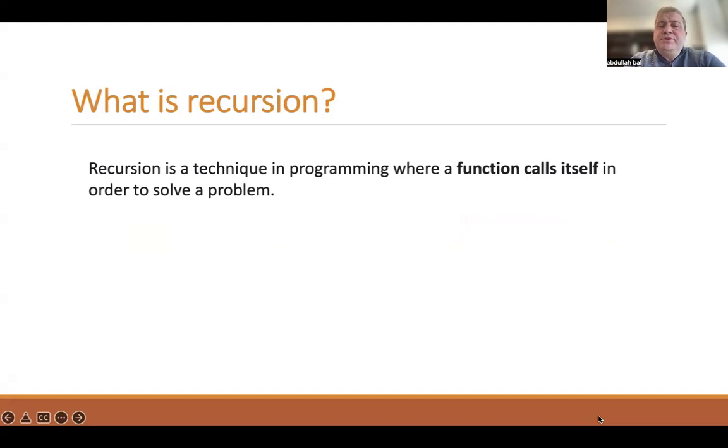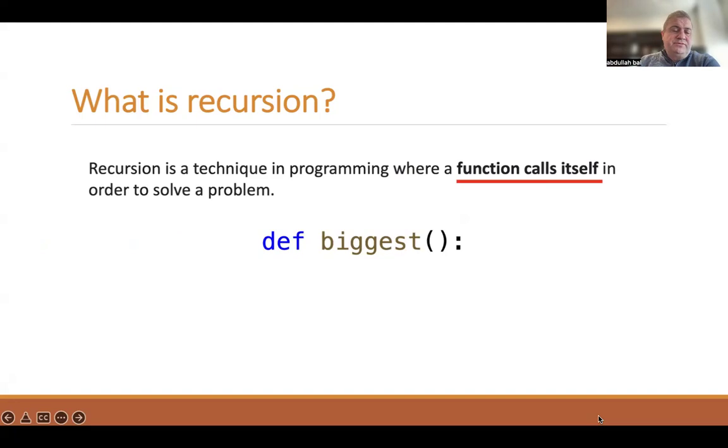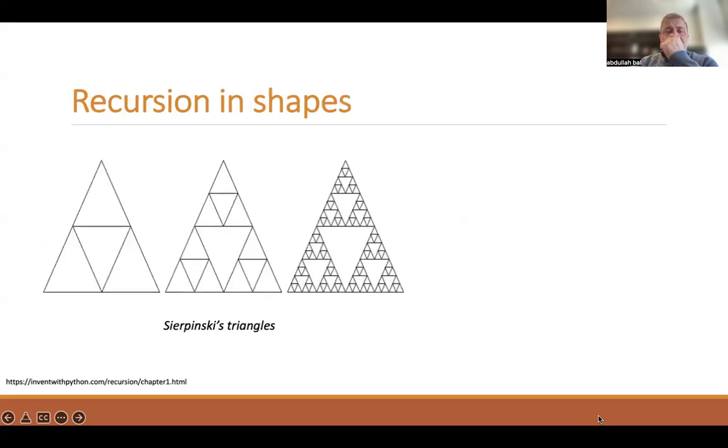Recursion is a technique in programming where a function calls itself. It is very simple and basic. If any function or algorithm calls itself, we call it a recursive algorithm. For example, here, the biggest function calls itself, so we can say directly it is a recursive algorithm or recursive function.